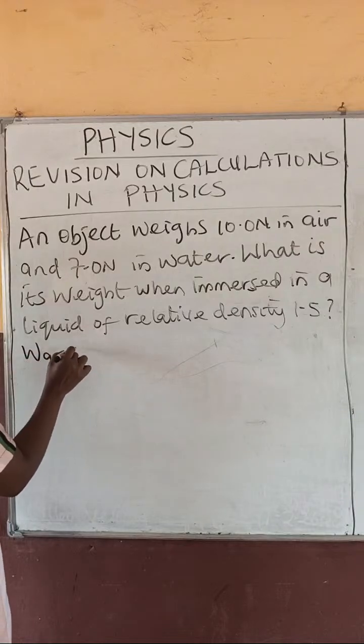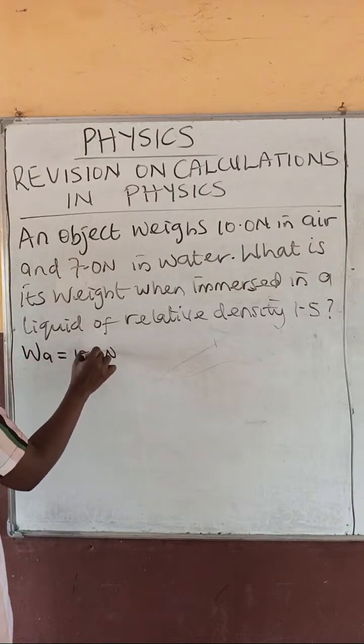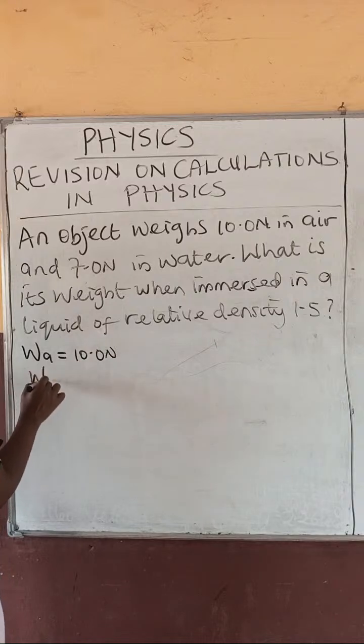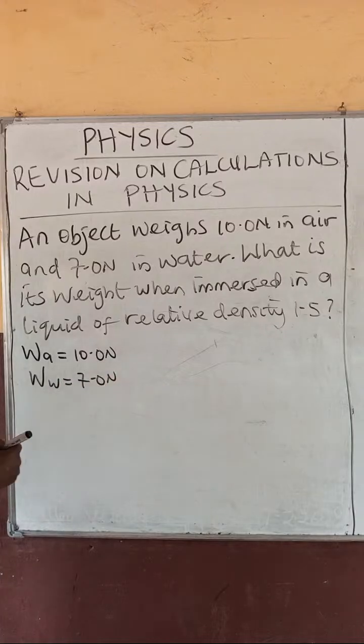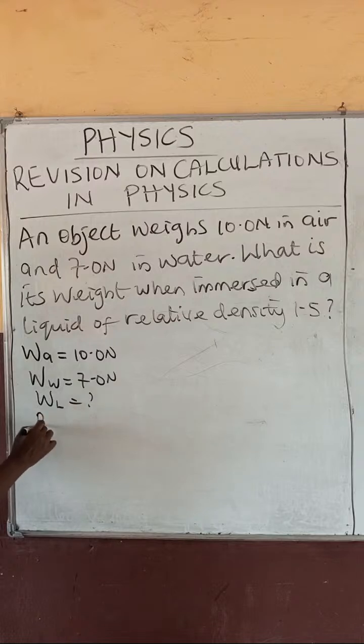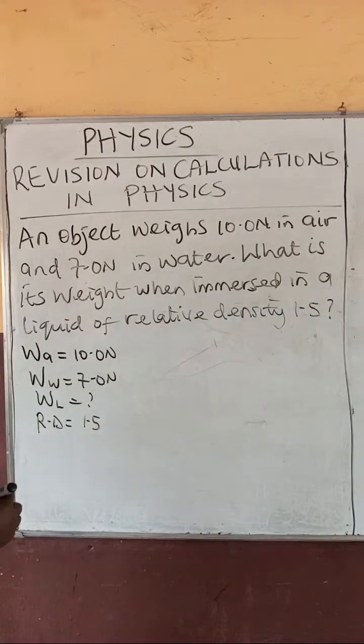The weight in air is 10.0 Newton. The weight in water is 7.0 Newton. Then the weight in a liquid is what we don't know. But we have relative density to be 1.5. Now we should not forget our formula for relative density. We have upthrust, so we can use that to solve.